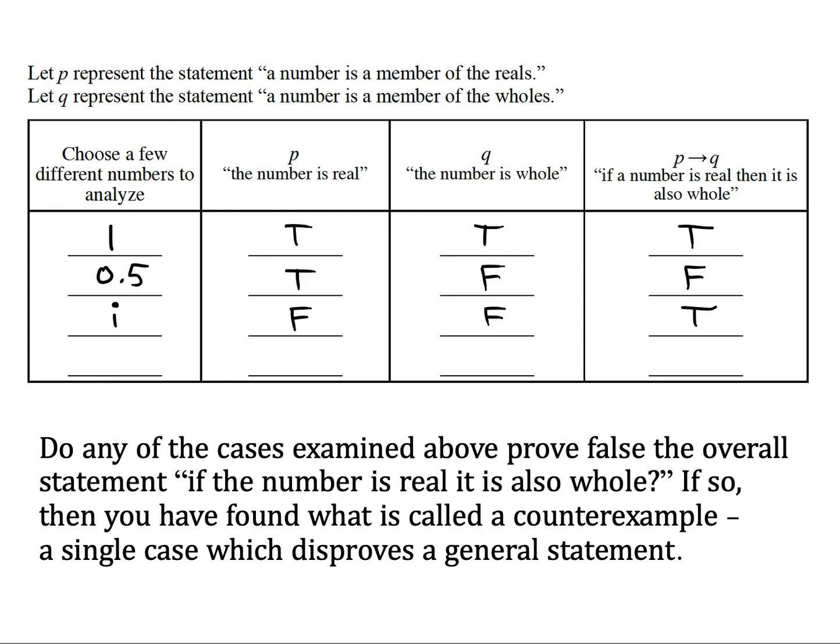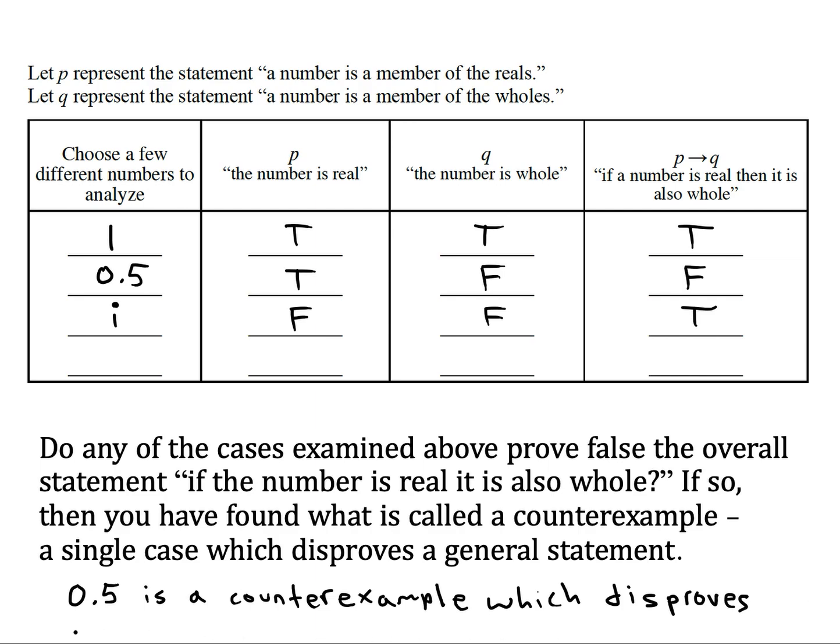So out of all the 3 cases I mentioned, which one actually does disprove the conditional? 0.5 is a counterexample, which disproves P arrow Q.